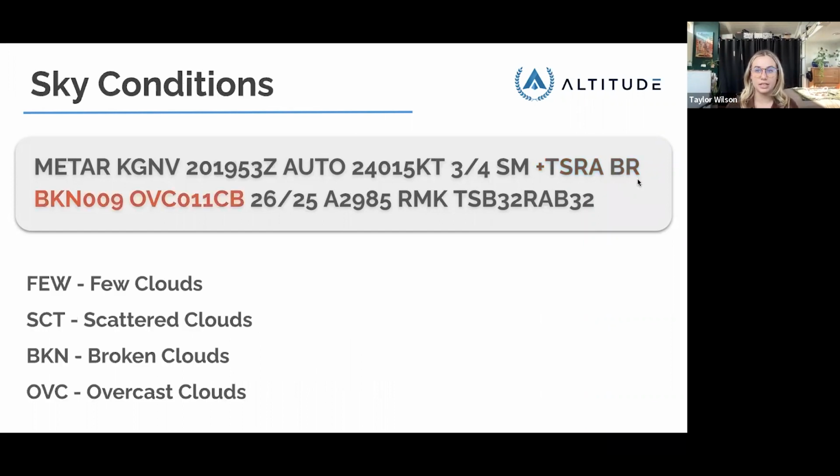Then we have our sky condition. So this is going to be our cloud coverage. In this example, we have BKN009, which means broken at 900 feet, followed by OVC, which stands for overcast at 011, which means 1,100 feet. Now, both broken and overcast clouds do count as a ceiling, and your few and scattered clouds are not a ceiling. Then we also have some clouds here identified by this CB, which are the cumulonimbus clouds. And these are the only type of cloud that is going to be depicted in a METAR.